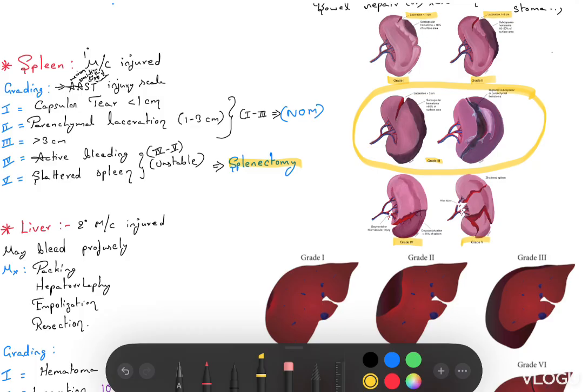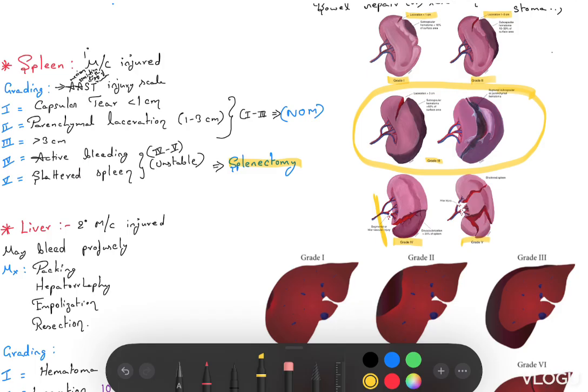The steps of splenectomy: first of all we have to mobilize the spleen. Then we have to divide the splenocolic ligament, the splenorenal ligament and the splenophrenic ligament. Then we have to control the hilum, and we have to ligate the splenic artery and splenic vein. Then we have to inspect the tail of pancreas carefully. Then we remove the spleen.